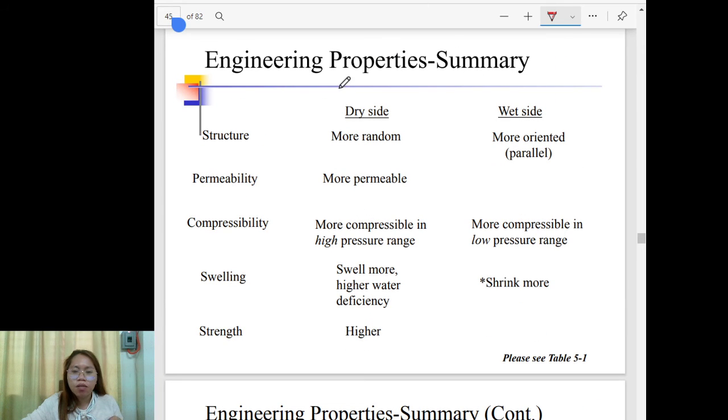For the summary with respect to compaction on the dry side and wet side of optimum, with these criteria: structure, permeability, compressibility, swelling, and strength. On the dry side, in terms of structure, it is more random, and on the wet side, in terms of structure, more oriented or parallel. In terms of permeability, the dry side is more permeable.